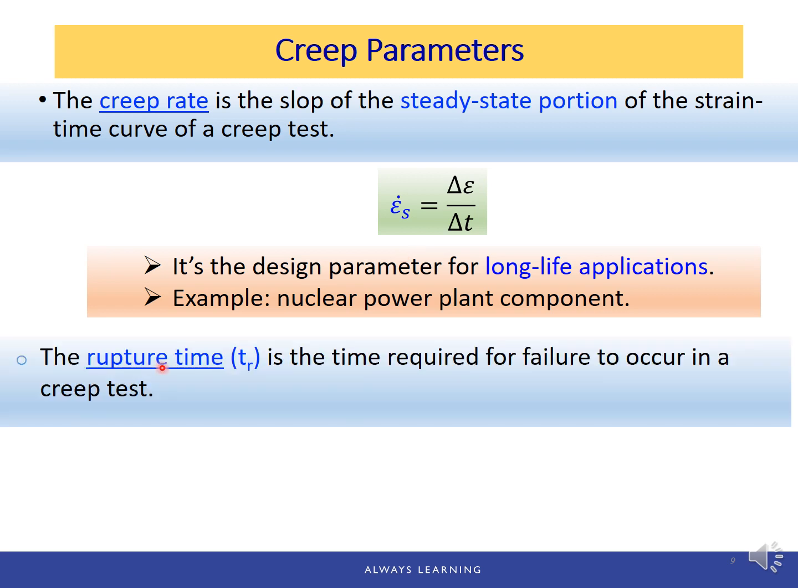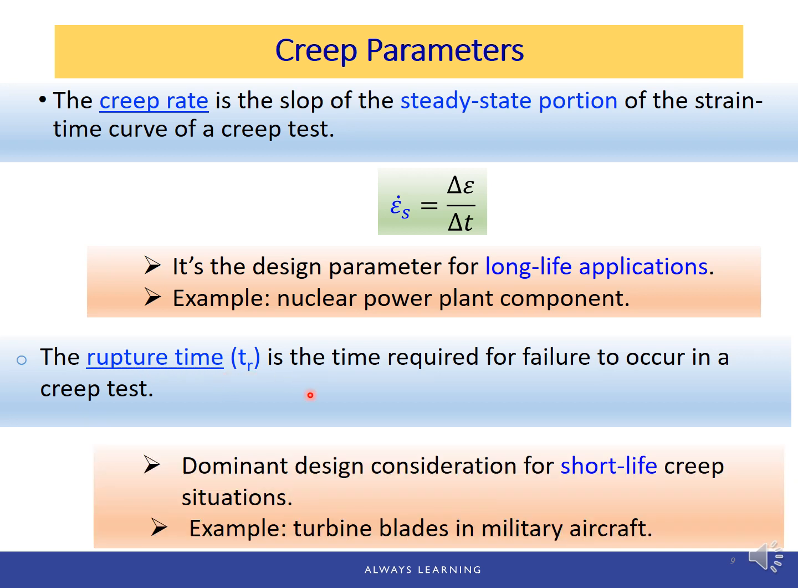Another parameter is the rupture time, t sub r, which we also showed from the earlier graph. It's the time required for failure, or the time at the ultimate failure in a creep test. This rupture time is the dominant design consideration for short-life creep situations. For example, the turbine blades in military aircraft or rocket motor nozzles need to be replaced after a couple of years, and we need to know how long they last before they fracture. Then we need to replace them before this time t sub r.